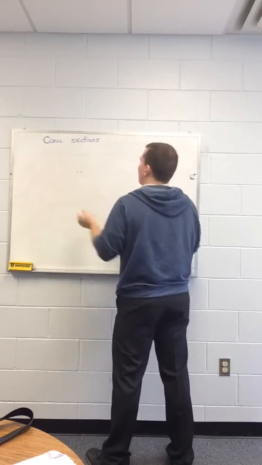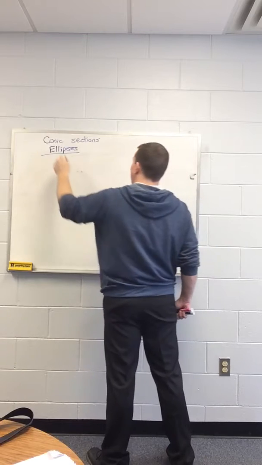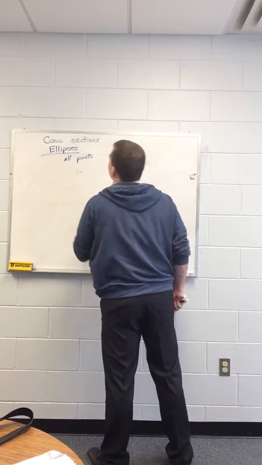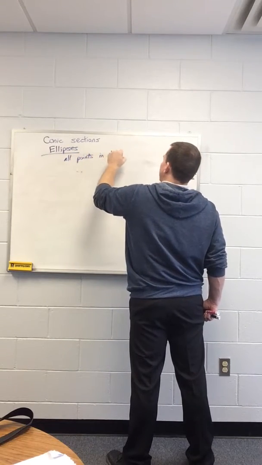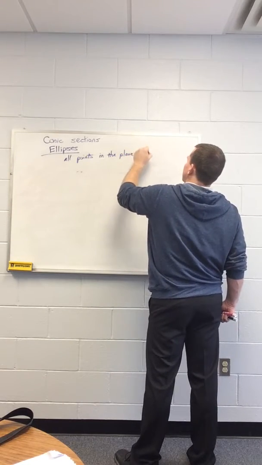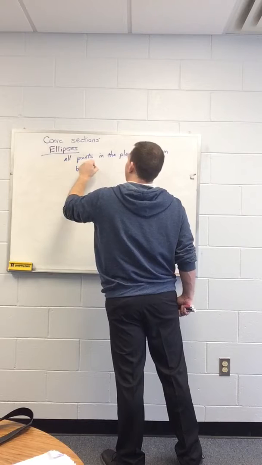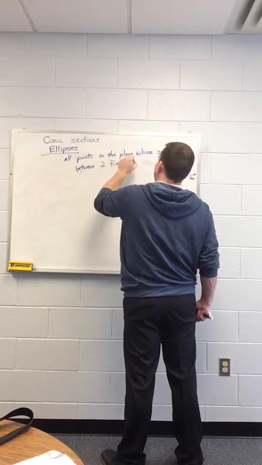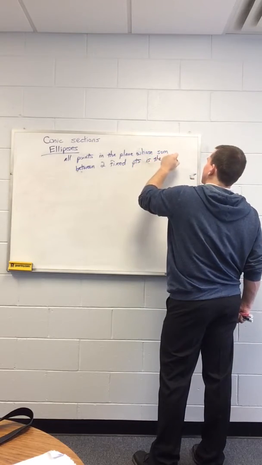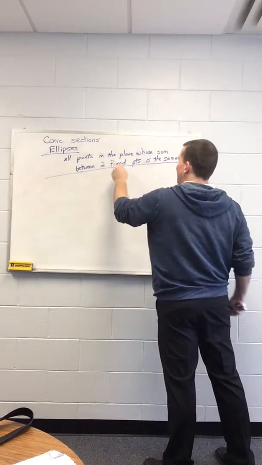Okay, in this video, we're going to look at the ellipses. By definition, this is in your book, an ellipse is all points in the plane whose sum of distances between two fixed points is the same. Essentially, the idea, because it's important, so I want to make sure we understand it.